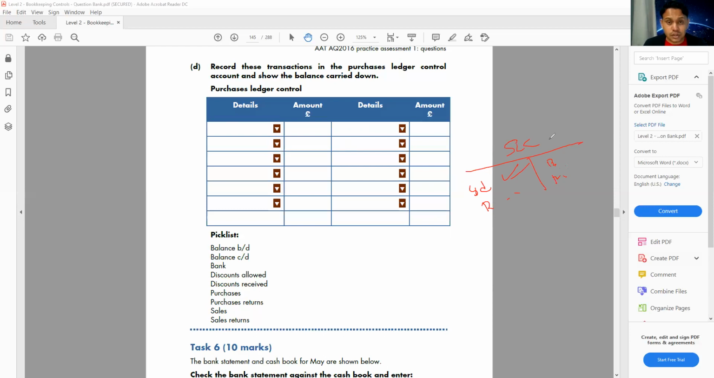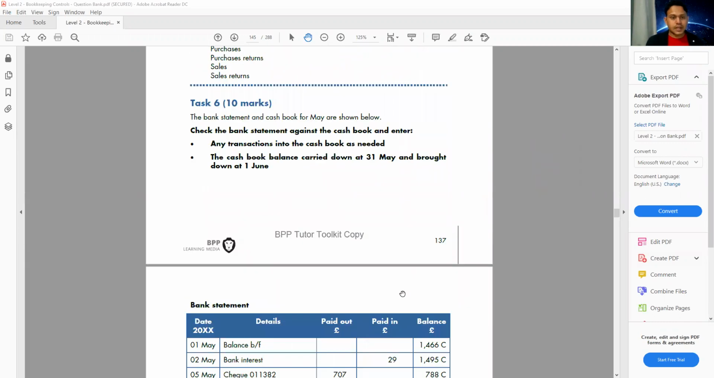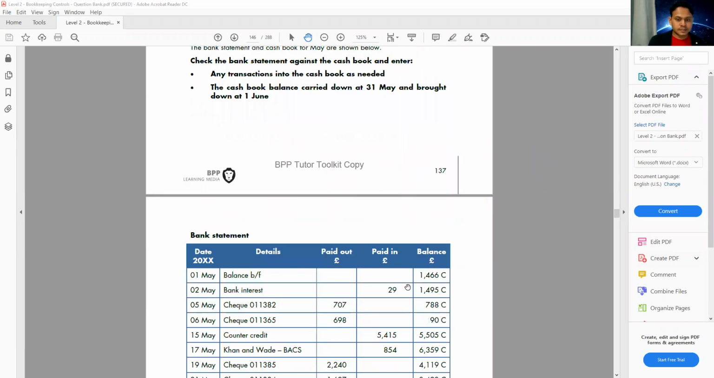When there is a sales ledger control, the opening balance and the sales go on the debit side, and the return and the payment on the credit side. But when it is a purchase ledger control, the opening balance goes on the credit side, and anything like bank or return on the debit. So it's opposite. You have to remember the difference between the sales ledger control and the purchase ledger control. All right, so move to task number 6.